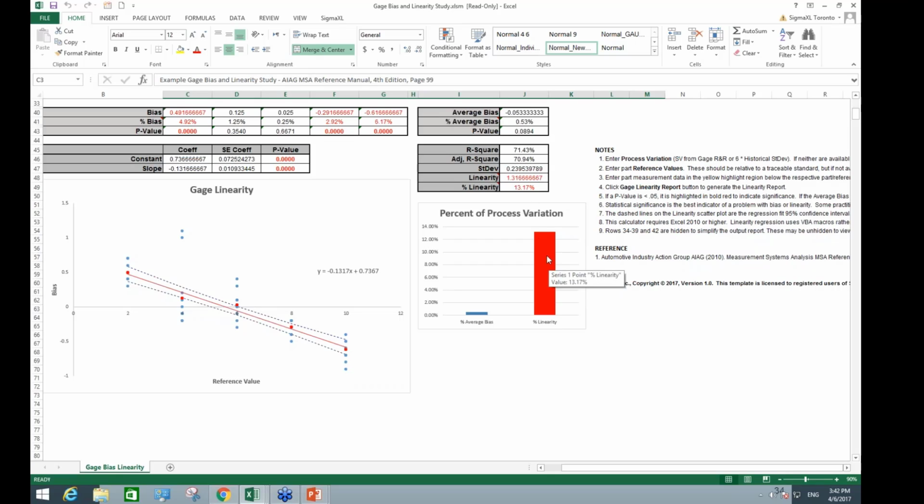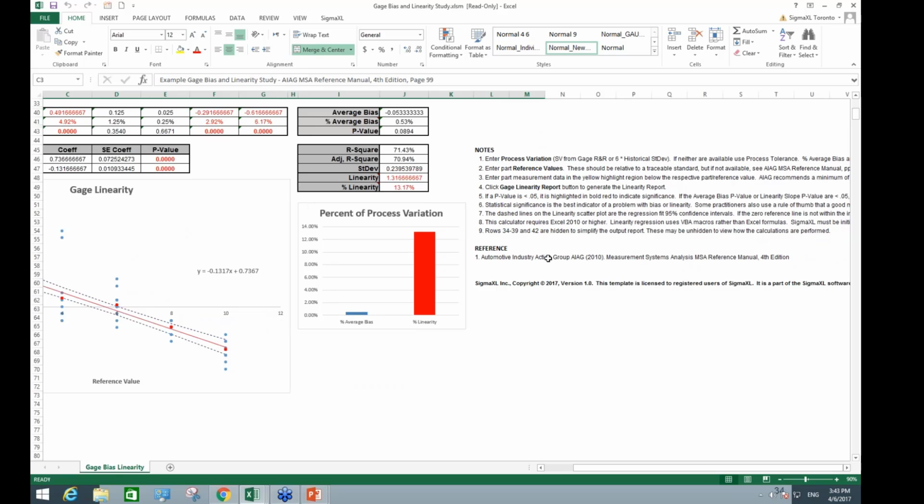So you have 2 things, bias, where we look at the various bias values, but overall we can see that the average bias is not a significant contributor, whereas the linearity is, in terms of percent of process variation. If the regression line were flat, or the slope was 0, that would indicate there was no linearity issue. So the fact that we are seeing a significant slope tells you that there is actually an issue with gauge linearity. Okay, so that's the gauge linearity.